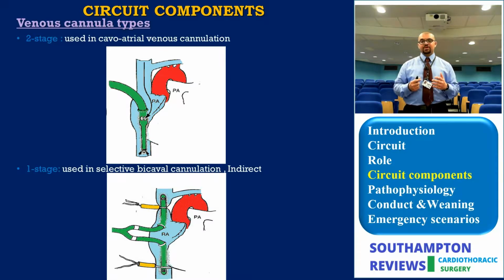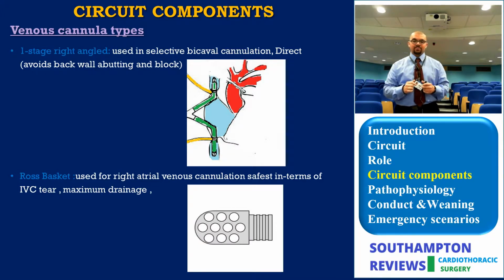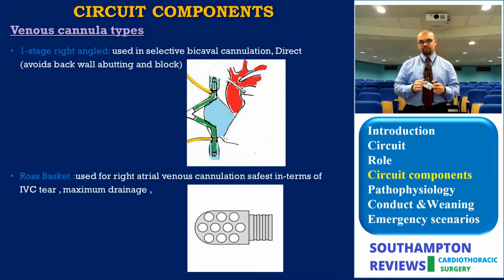The other type is the one-staged right-angled cannula. In this modality, there are holes at one stage at the tip of the cannula, but you're cannulating both cavae directly. So you're putting your purse strings on the SVC and the IVC. That's what we call the direct bicaval cannulation.